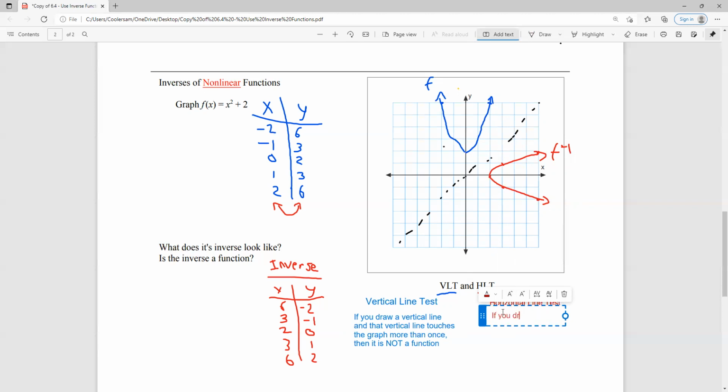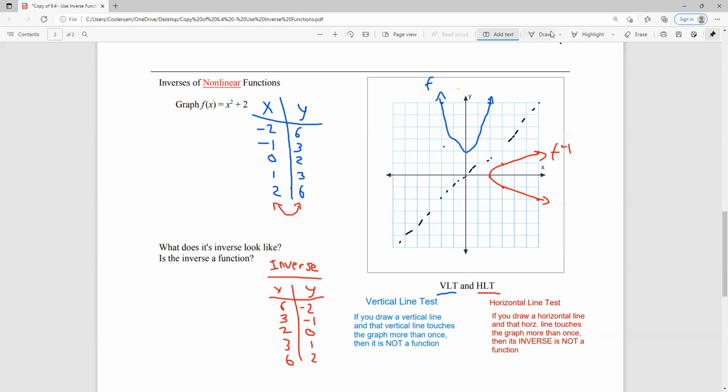So if you draw a horizontal line and that horizontal line touches the graph more than once, then its inverse is not a function. Okay, so if you draw a horizontal line and that horizontal line touches the graph more than once, then its inverse is not a function.